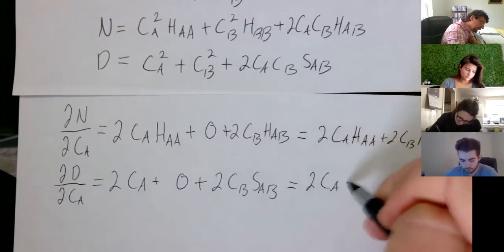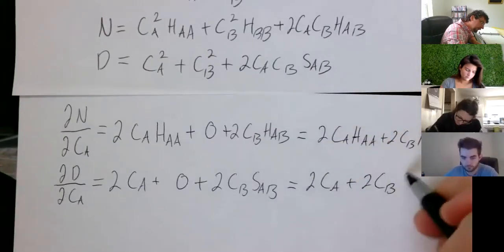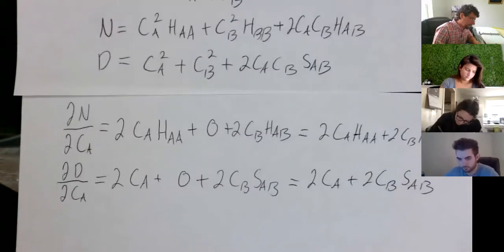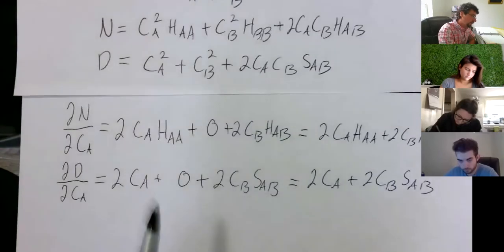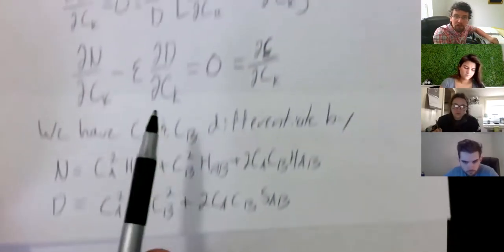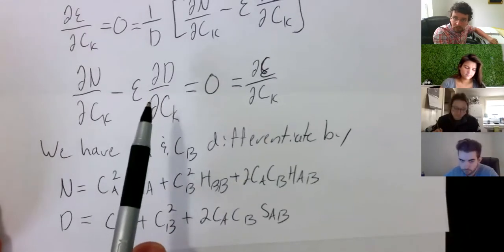Two CA plus 2CB SAB. Okay, so now what we're going to do, we're going to plug these expressions back into this guy.